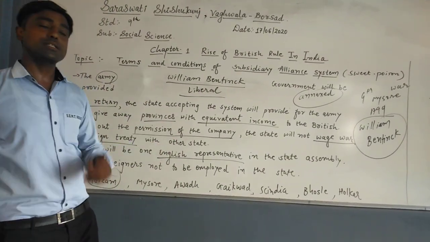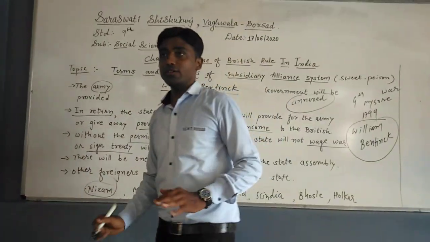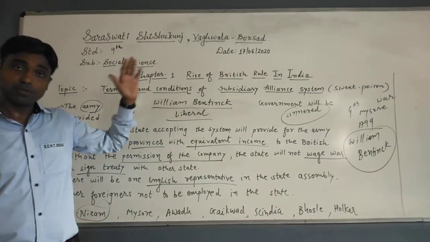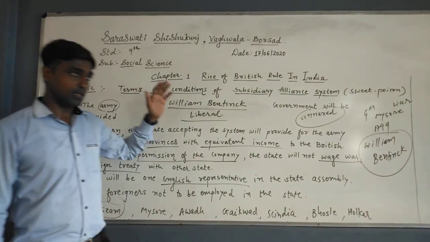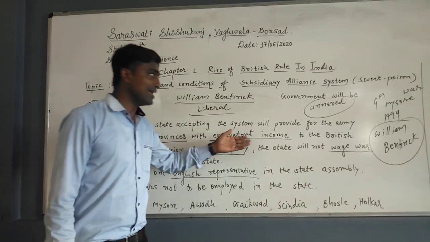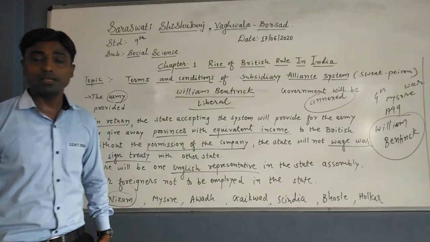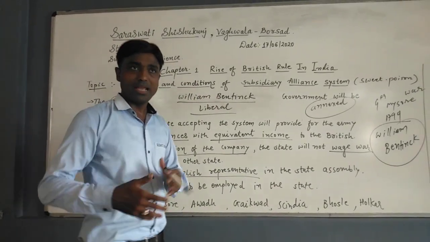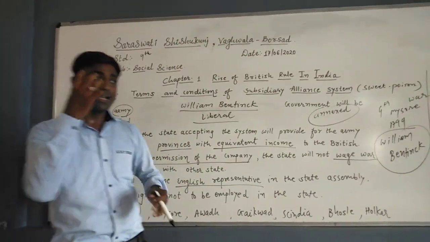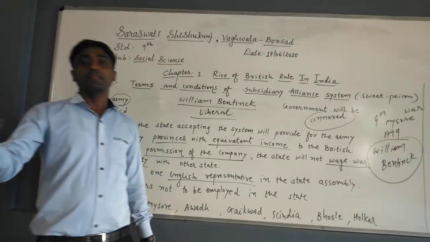So students, today we have discussed the expansion of the company rule in detail. We discussed the first Governor General Warren Hastings, then Cornwallis, then Sir John Shore, then Wellesley, Hastings once more, then William Bentinck. Many Governor Generals came with different policies, but their main aim was to rule India and get more wealth and property from India.